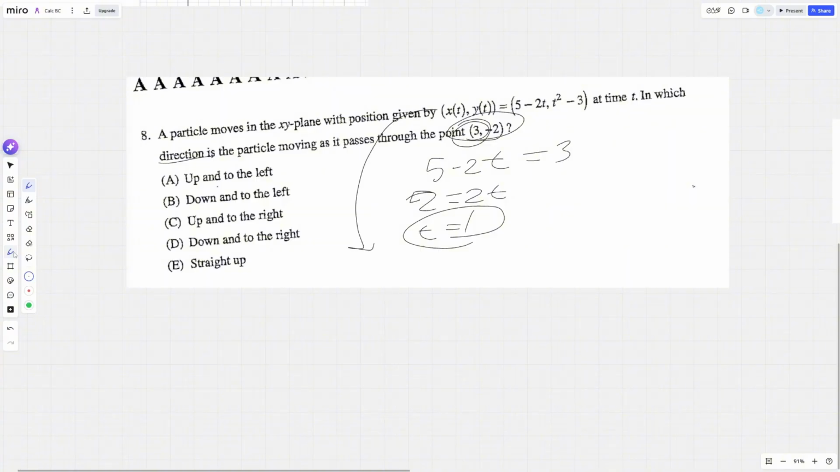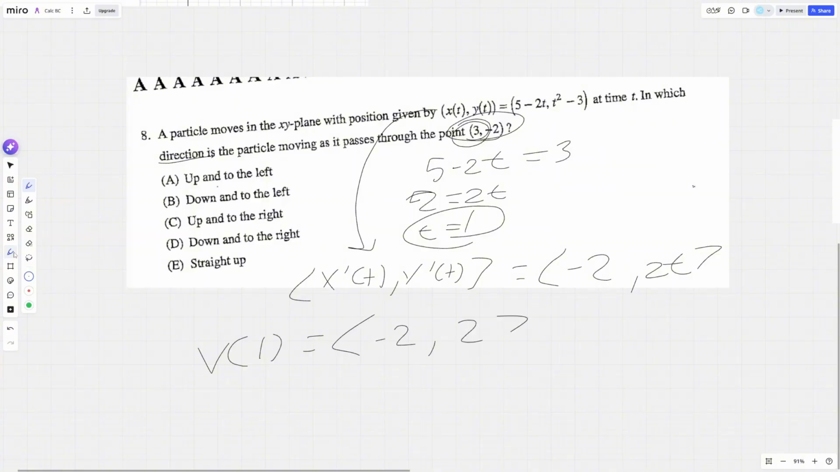So for parametrics or vectors, finding velocity is really easy because you just take the derivative of the position functions, and that will be -2 and 2t. So now let's plug in, let's say v of 1. That would just be x prime of 1, y prime of 1, and that would be -2 and 2. And if we draw a vector out, we get 2 units to the left and 2 units to the top. So we go up and to the left, which is A, and that is our final answer.